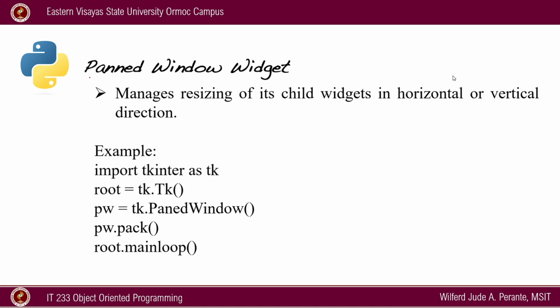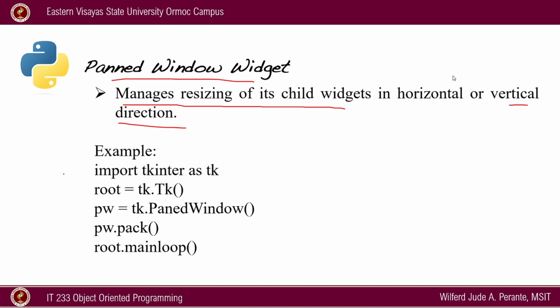So we have another one, the paned window widget. The paned window widget manages the resizing of its child widgets in the horizontal or the vertical direction. It is useful for layouts where you want to have resizable sections, like in a file or an editor where you can adjust the size of the different panes.